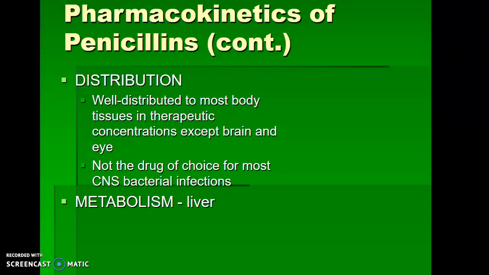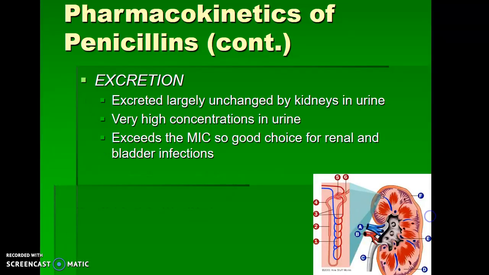So penicillins are typically not used for central nervous system infections because of that reason. They don't tend to get into there. It's metabolized in the liver, or they are, as a class, metabolized in the liver.